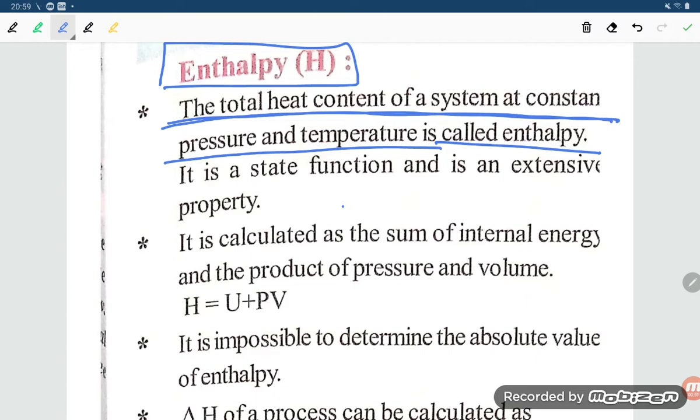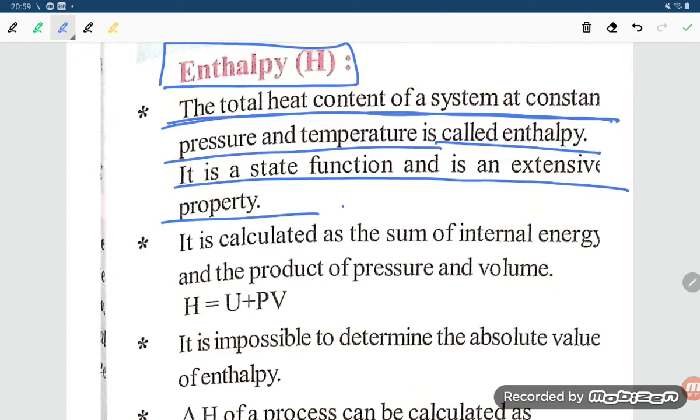So enthalpy is what, student? At constant pressure and temperature, the total heat content. The total heat content of a system at constant pressure and temperature is called enthalpy. It is a state function and an extensive property.